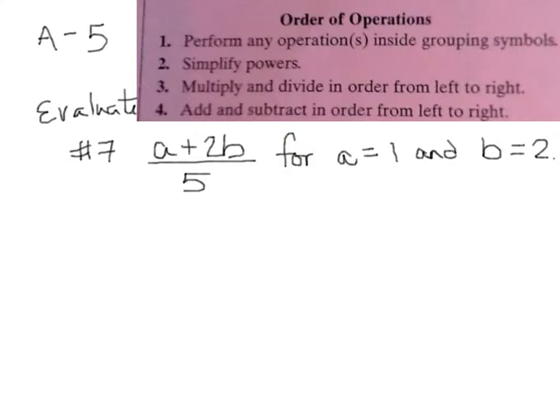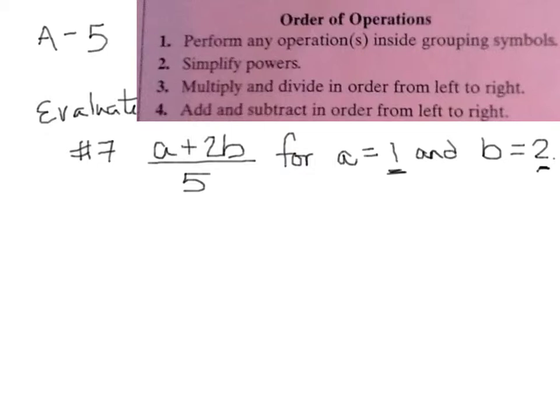So I'm doing number 7 from tonight's homework, and it's an evaluate problem. It says a plus 2b over 5. I'm going to evaluate that for a equal to 1 and b equal to 2. When I evaluate something, it means I'm going to put in the value, hence the word evaluate, for the variable that shows up. So let's go ahead and make those substitutions.